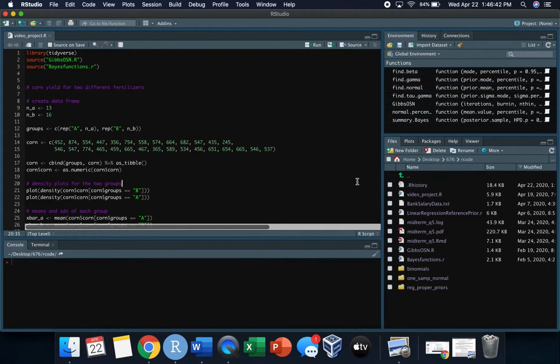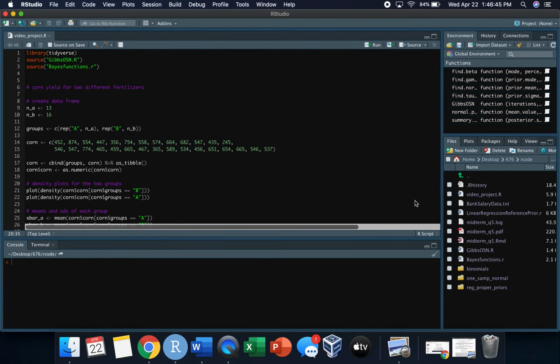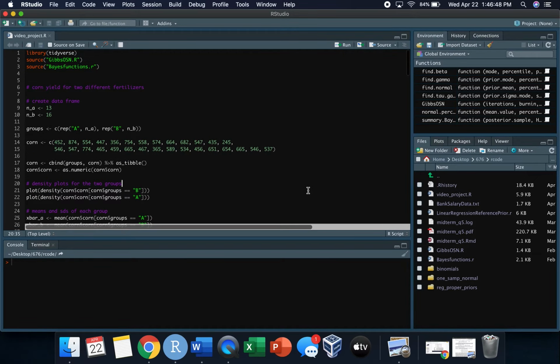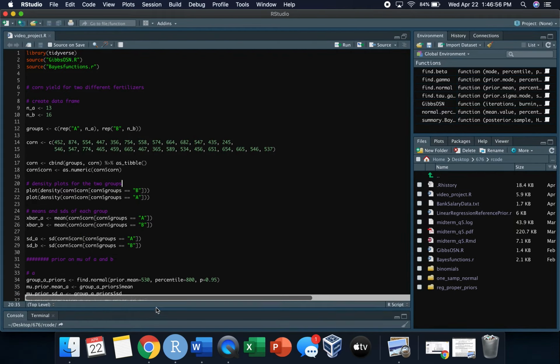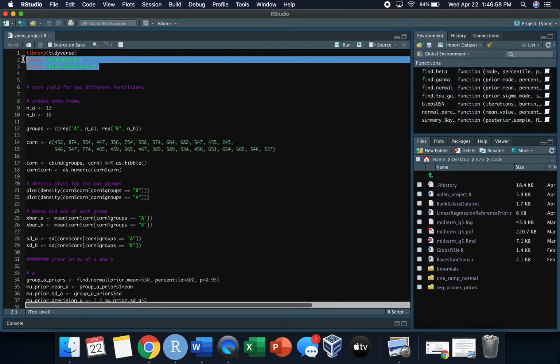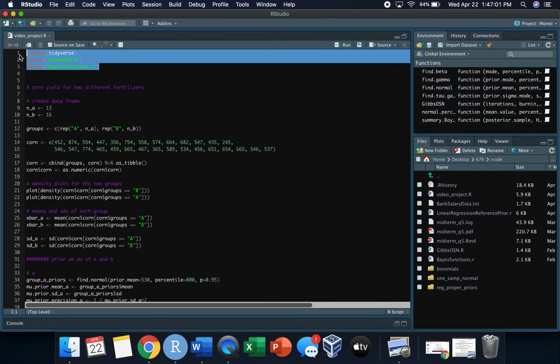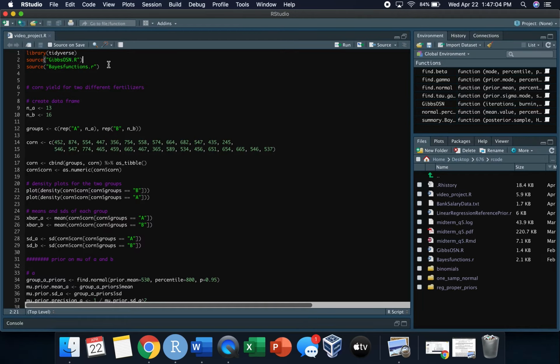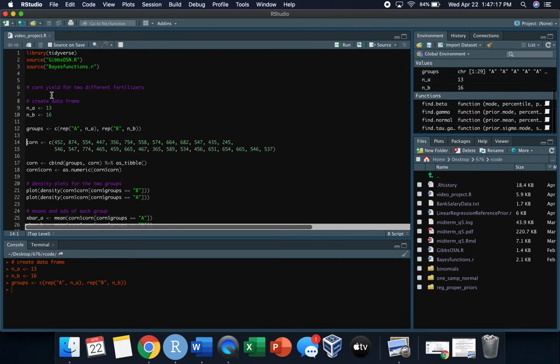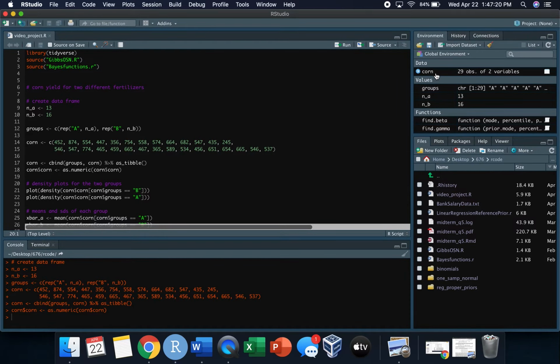So here's some of the R code that'll set up an example to do this two-sample posterior. So what we do here is we source two files. One is the Gibbs Sampler code, and then the other are just supporting functions, as well as the library we need. So the example dataset is going to be corn yields for two different types of fertilizers. So first I'll set up the data frame here and give you a look.